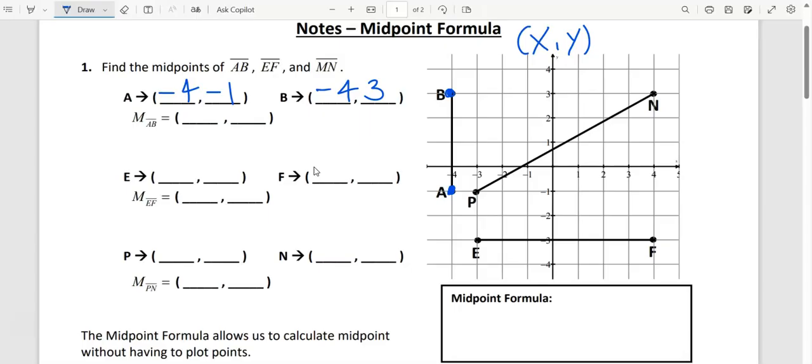Well, what we want to do now is find the midpoint. Well, we know the midpoint's right in the middle. AB is 1, 2, 3, 4 units long. So if I just go up halfway, 2 units, that's got to be my midpoint, right?